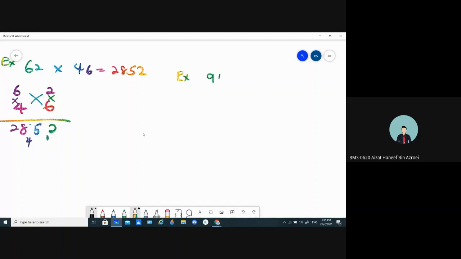Example: 96 times 92. So 9, 6 and 9, 2. First step is to multiply these two first. 6 times 2 is 12. We don't write it like this, 12, because it will be wrong. We must carry the number. So we write 2, carry 1. The carried 1 we write at the bottom because we're going to use it later.